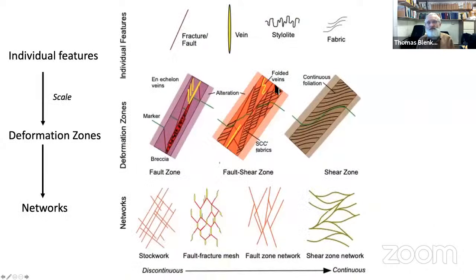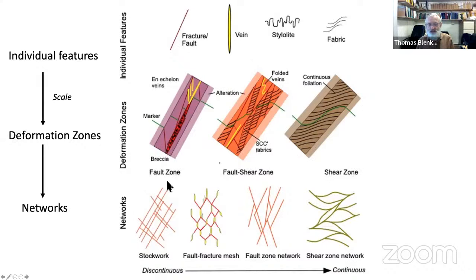So what we've just been looking at is summarized in the middle row of this schematic diagram, which attempts to show in a hierarchy of scale what sort of structures are important in hydrothermal mineralization, starting with individual features such as fractures or faults, veins, stylolites, or fabrics, the way they come together in a particular discrete deformation zone, which has some combination of discontinuous and continuous deformation in it, faults to shear zones, that sort of spectrum.